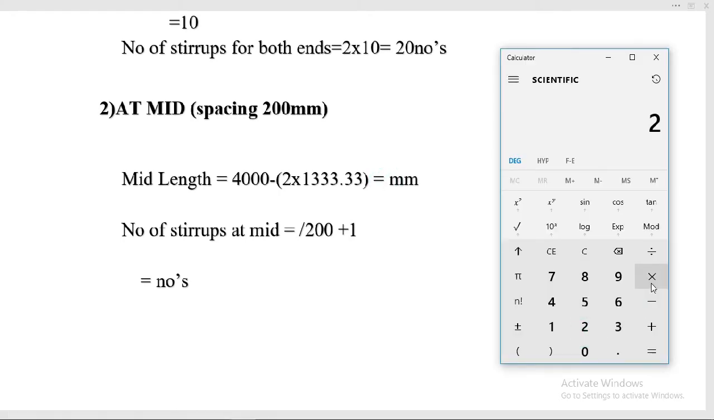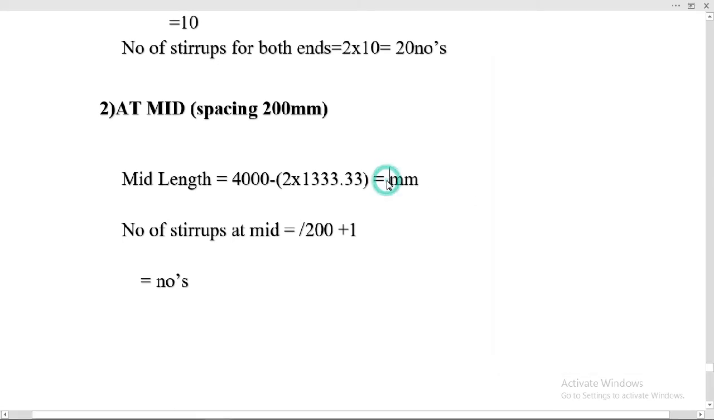2 into 1333.33, 2666.66, subtract it from 4000. So this is the plus sign here. 1333.34, 1333.34 millimeter is the mid length of the column.